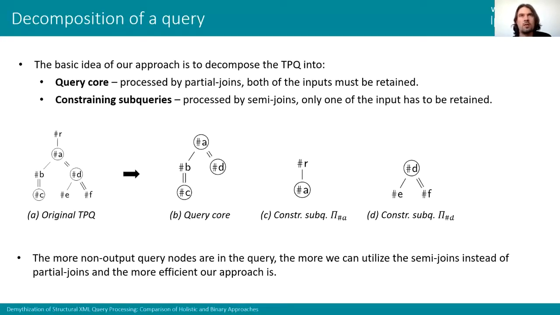The basic idea of our approach is to split the original TPQ into a query core and constraining subqueries. The query core is a subtree of the TPQ, which is enclosed between the output query nodes, while the constraining subqueries represent the remaining parts of the TPQ. The query core has to be processed using the partial joins, but with the constraining subqueries, it is possible to utilize only the semi-joins. It means that the fewer output query nodes we add in a TPQ, the more we can utilize the semi-joins and the more efficient our approach is.